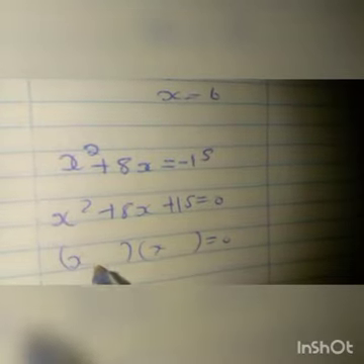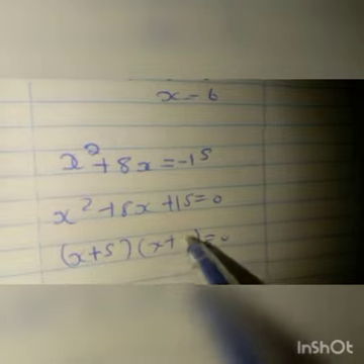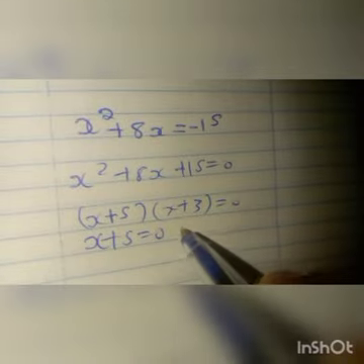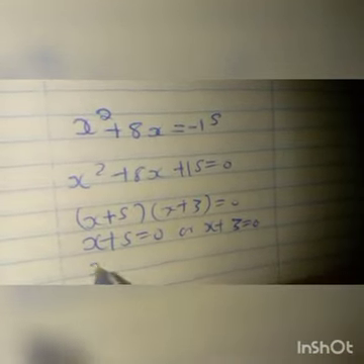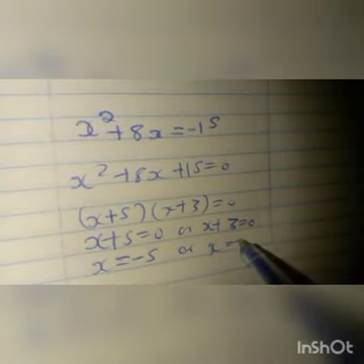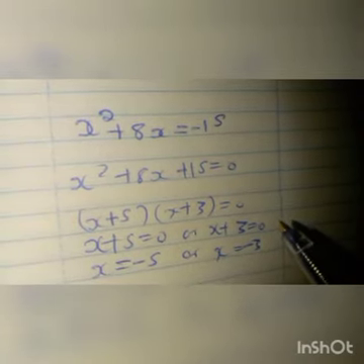So, our factors are plus 5 and plus 3. x plus 5 equals 0, or x plus 3 equals 0. x equals minus 5, or x equals minus 3. Remember, when you take a number from one side of the equation to the other side, it changes the sign.